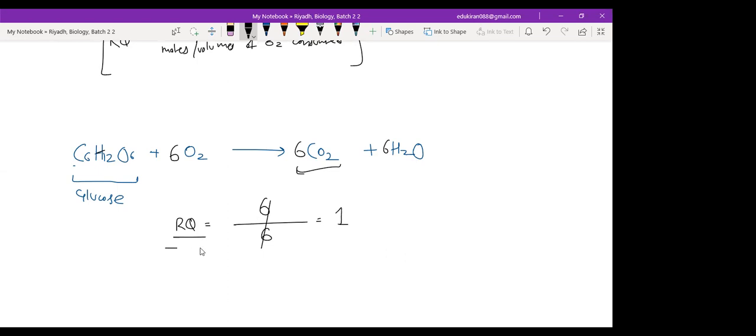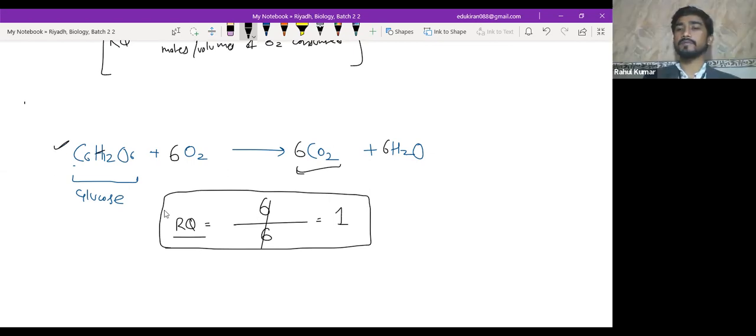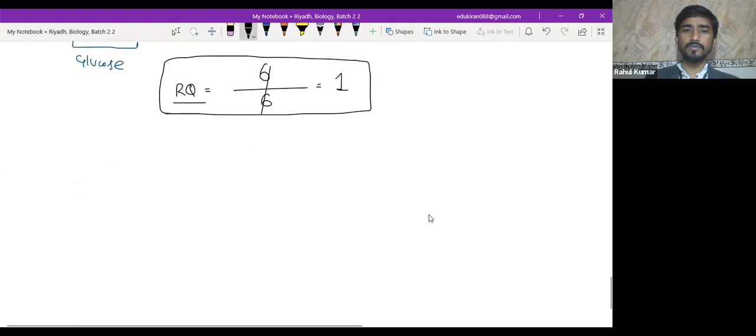1. Do you understand? With the simplest equation. Is it clear? Is it easy enough to understand? Yes, sir. So now I'll dictate some RQs which you can remember, or also you can find out through this way.